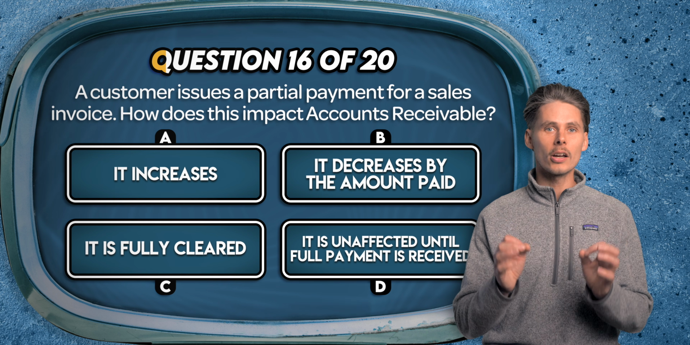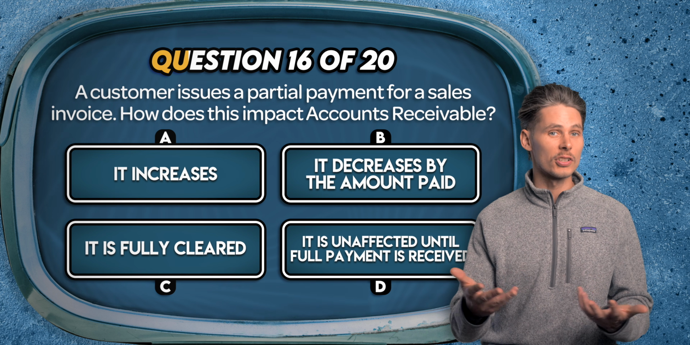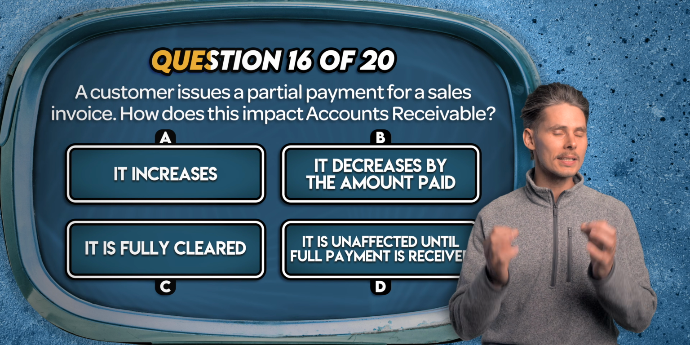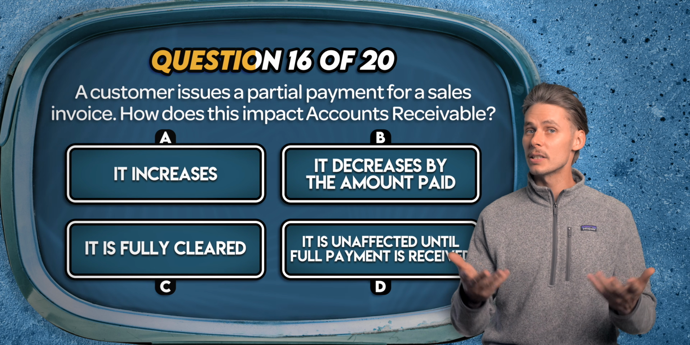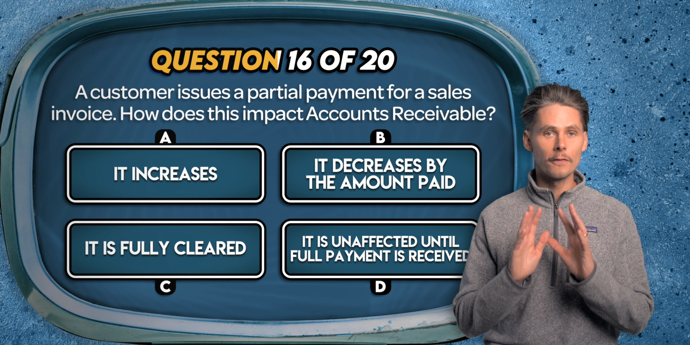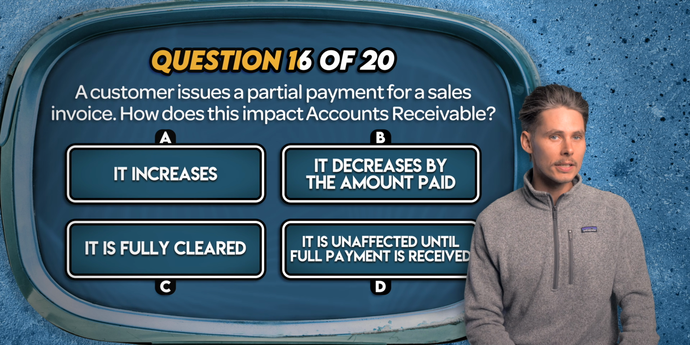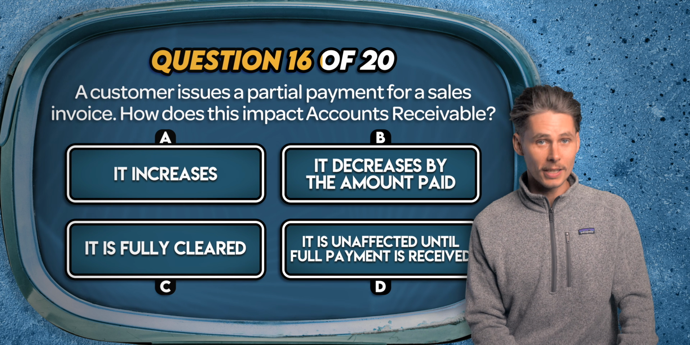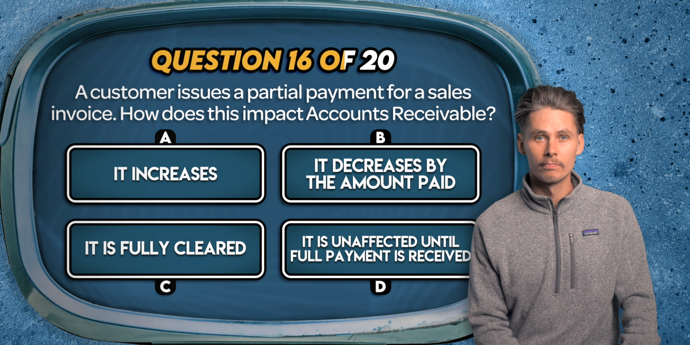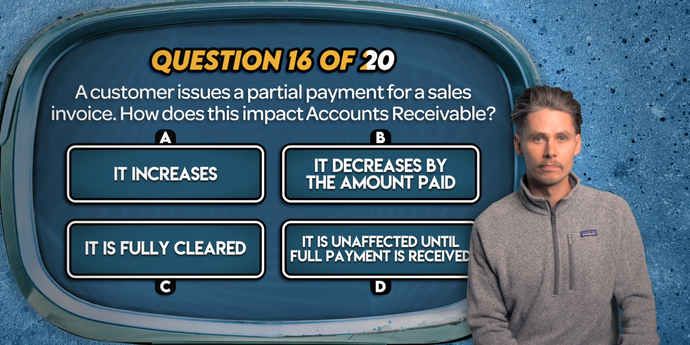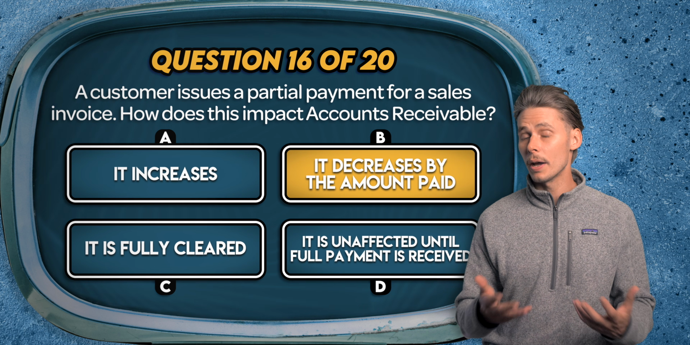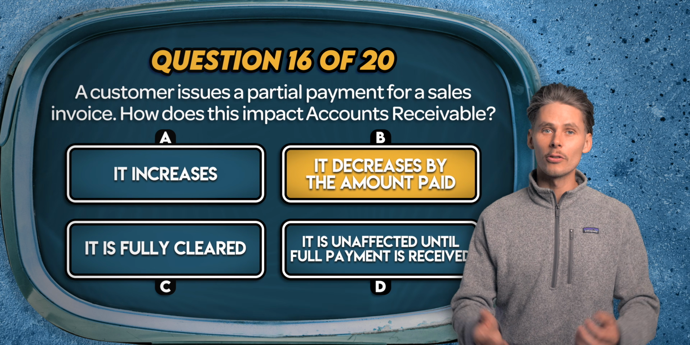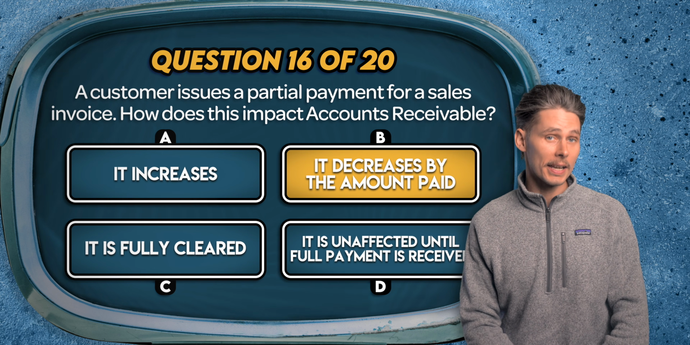Question 16. A customer issues a partial payment for a sales invoice. How does this impact accounts receivable? It increases, it decreases by the amount paid, it's fully cleared, or it's unaffected until the full payment is received. It's B. A partial payment reduces accounts receivable by the amount paid, and the remaining balance is left outstanding.